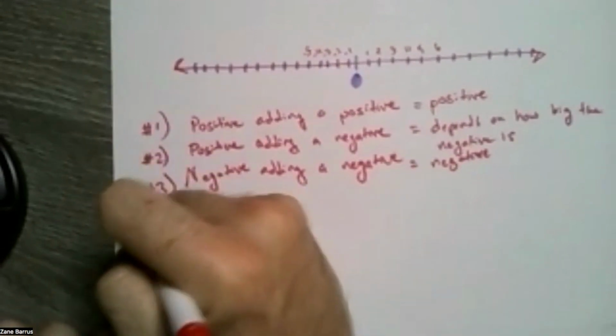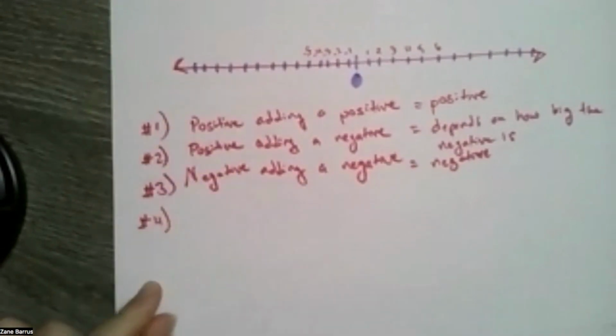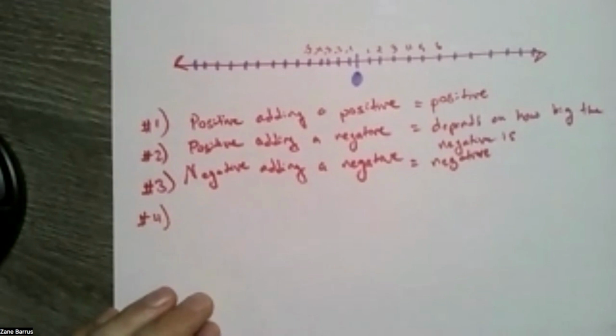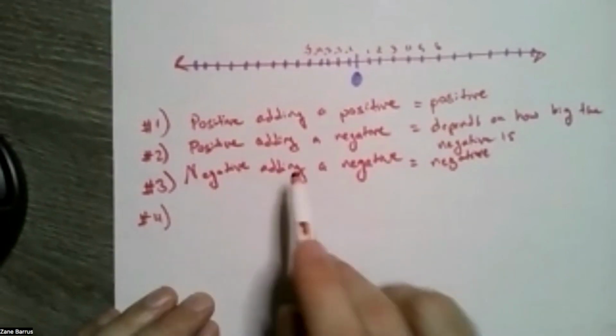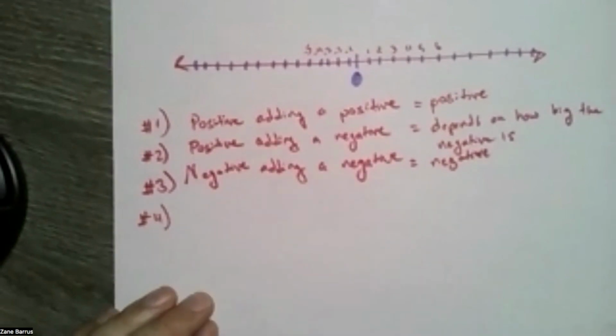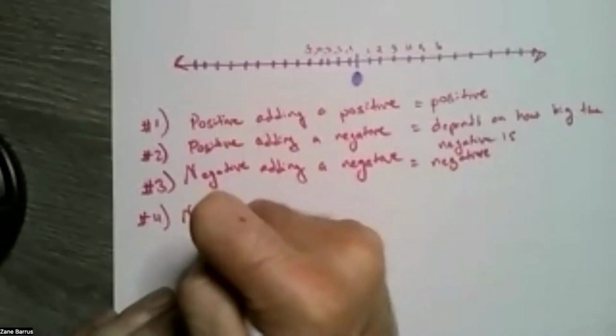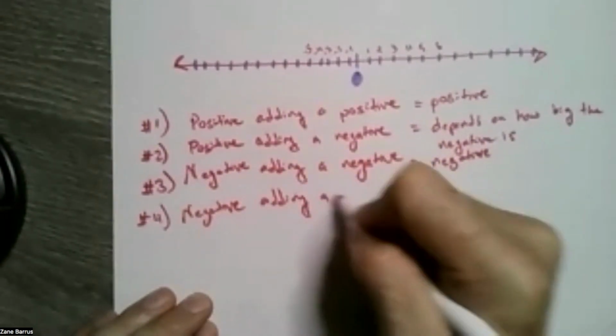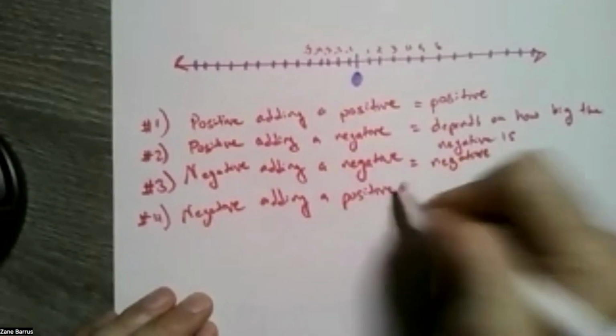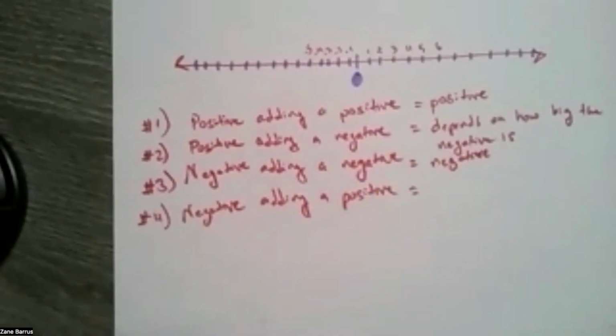And our last case, what's our last case? What's the only thing that's missing? We did positive adding a positive. We did positive adding a negative. We did negative adding a negative. What about negative adding a positive? Yes. Okay, and what would that be?